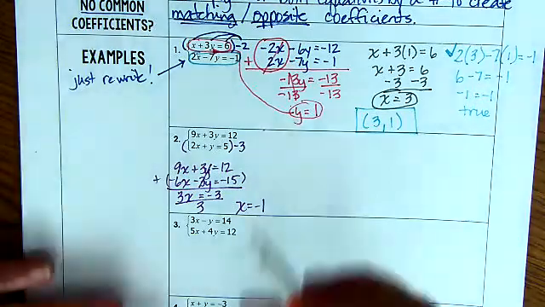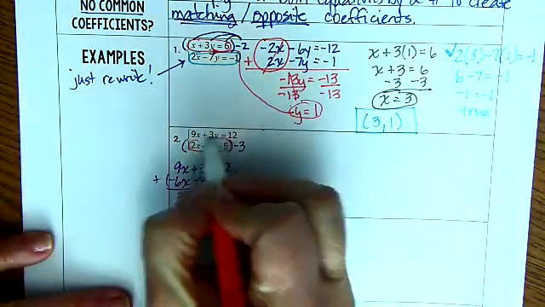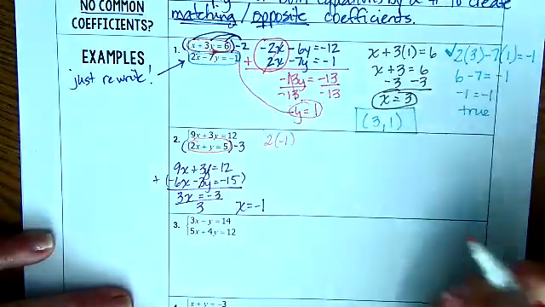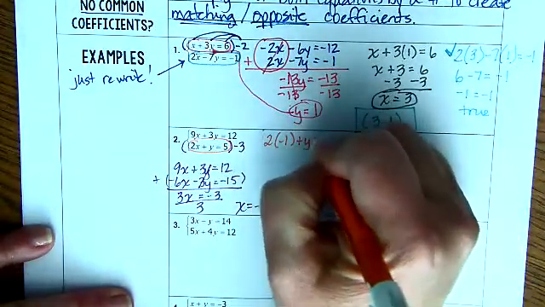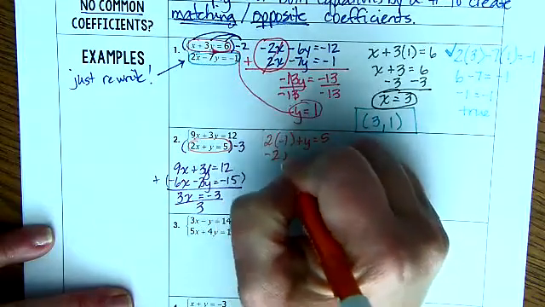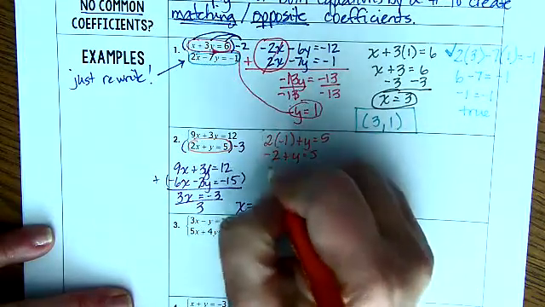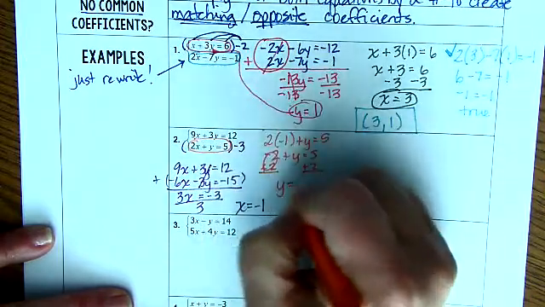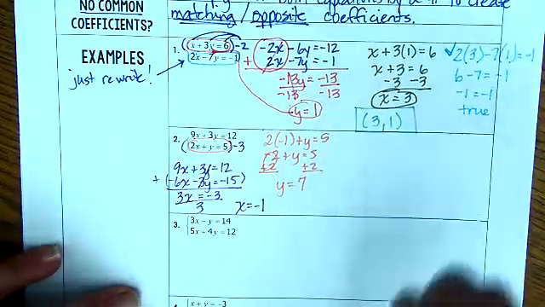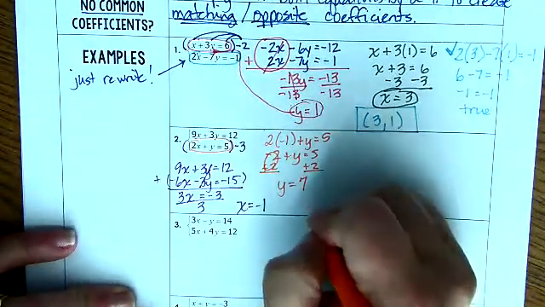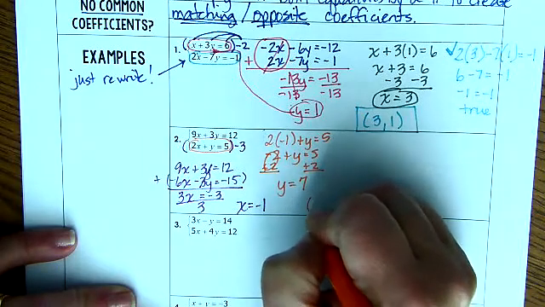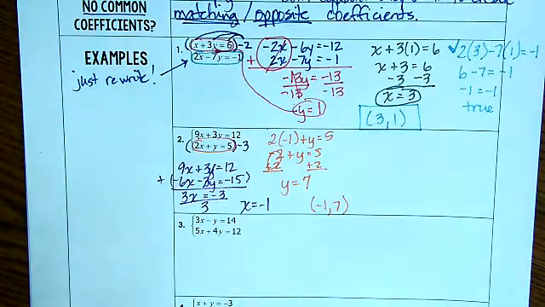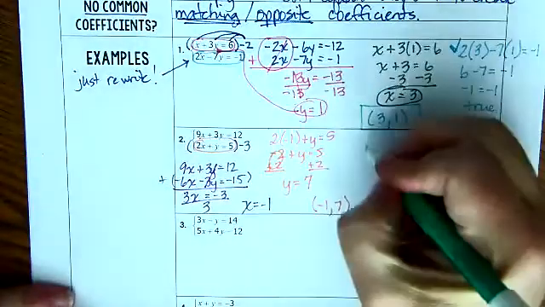Now I take the x and plug it into my second equation because it's easier. 2 times -1 plus y equals 5. So I have -2 plus y equals 5. Add 2, add 2. This cancels. y equals 7. So right now I am thinking that my answer is (-1, 7). But since we can check, we check.